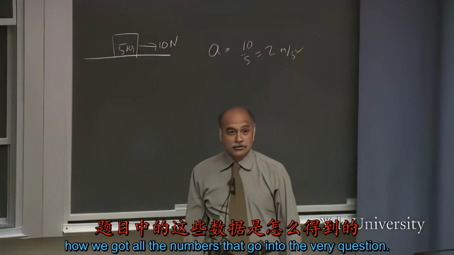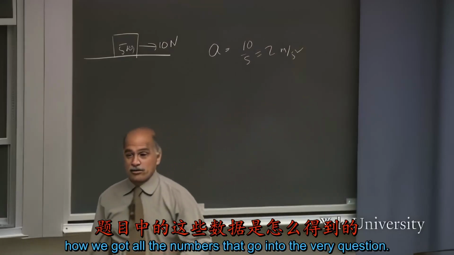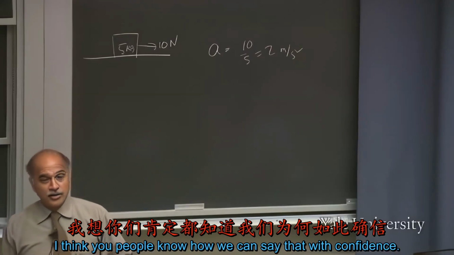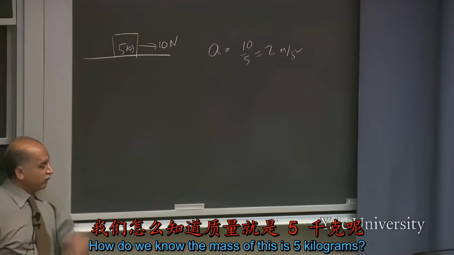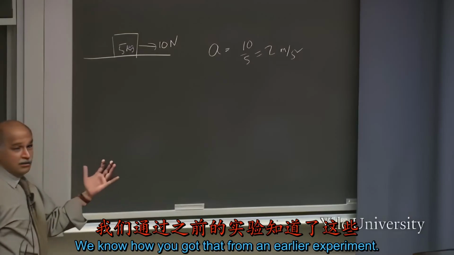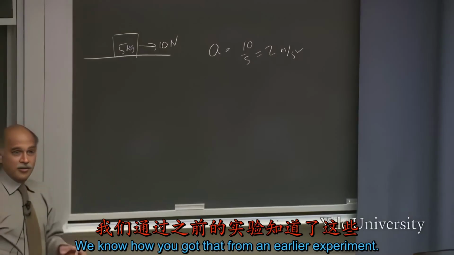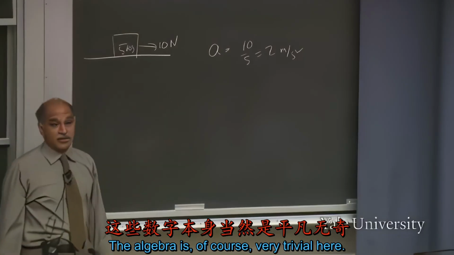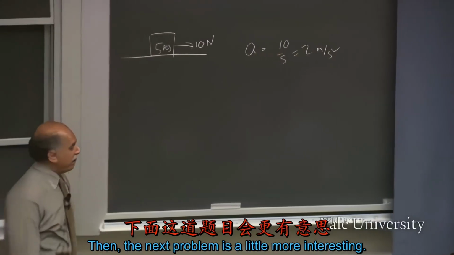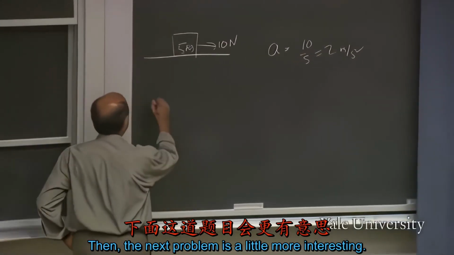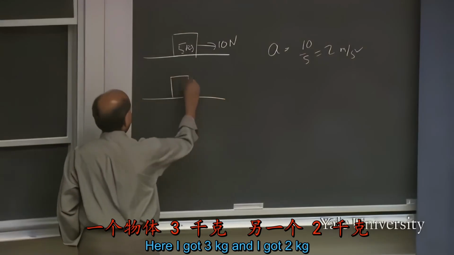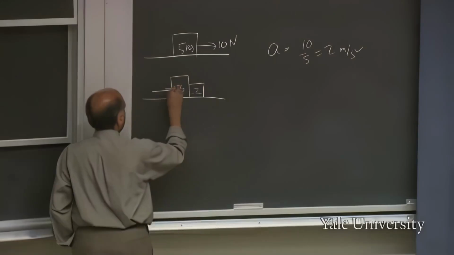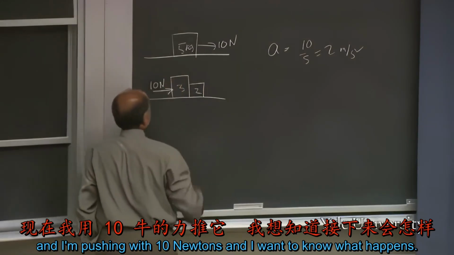But now we know how you got all the numbers that go into the very question. How do we know 10 newtons is acting? Now, I think you people know how we can say that with confidence. How do we know the mass of this is 5 kilograms? You know how you got that from an earlier experiment. So now we know how the numbers come in. The algebra is, of course, very trivial here. Then the next problem is a little more interesting. So here I got 3 kilograms, and I got 2 kilograms, and I'm pushing with 10 newtons, and I want to know what happens.